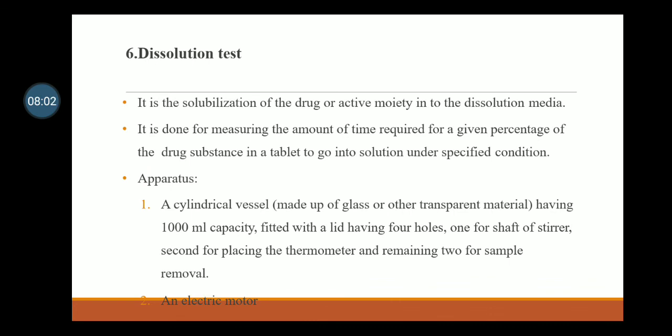Then dissolution test. It is the solubilization of the drug or active moiety into the dissolution media. It is done for measuring the amount of time required for a given percentage of the drug substance in a tablet to go into solution under a specified condition. Apparatus: a cylindrical vessel made up of glass or other transparent material having 1000 ml capacity, fitted with a lid having 4 holes, one for the shaft of the stirrer, second for placing the thermometer, and the remaining 2 for sample removal.